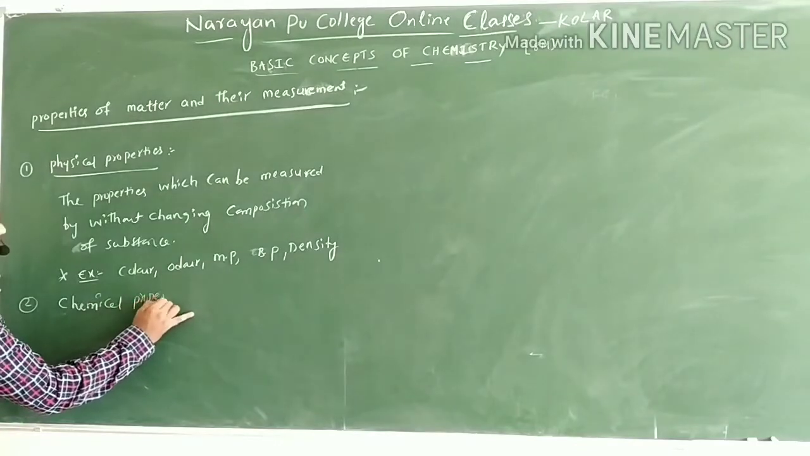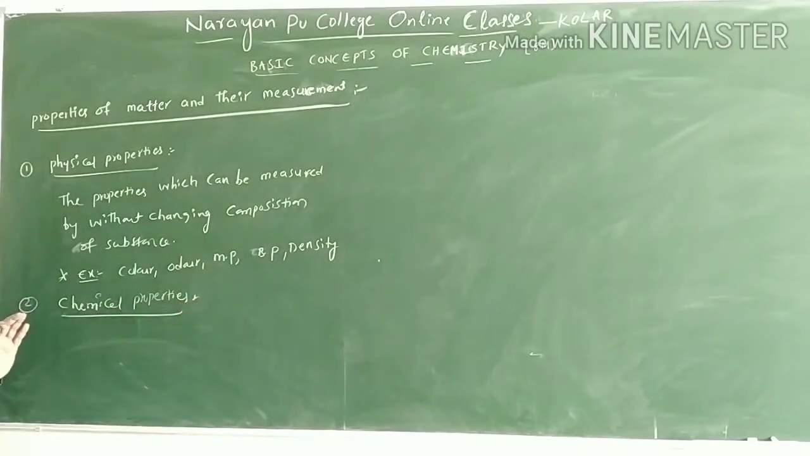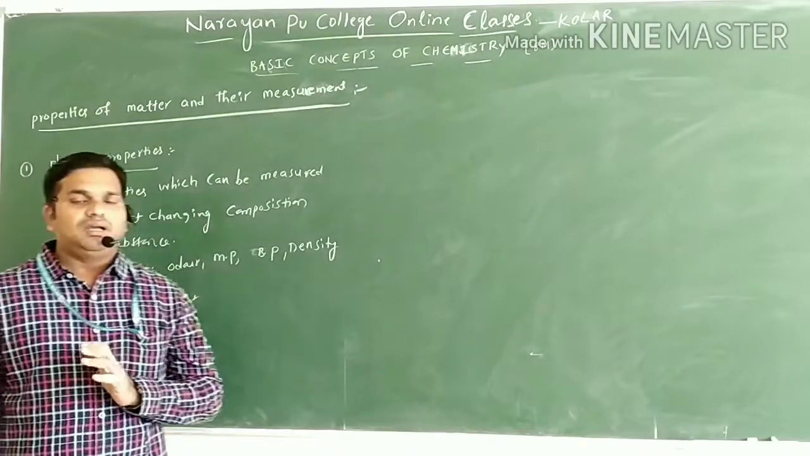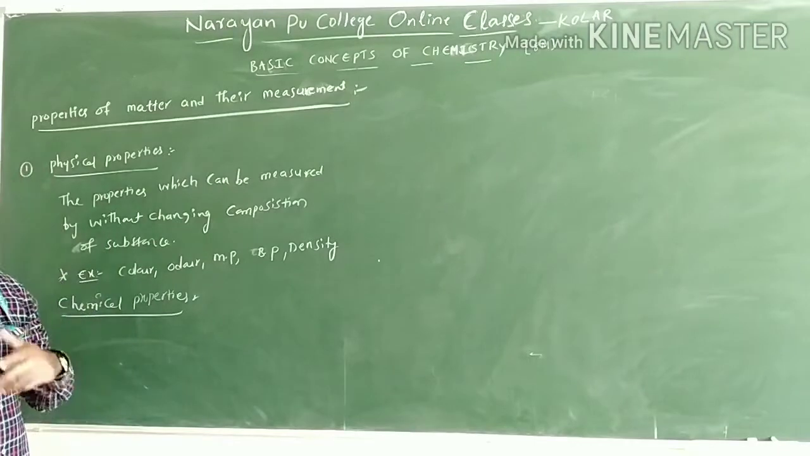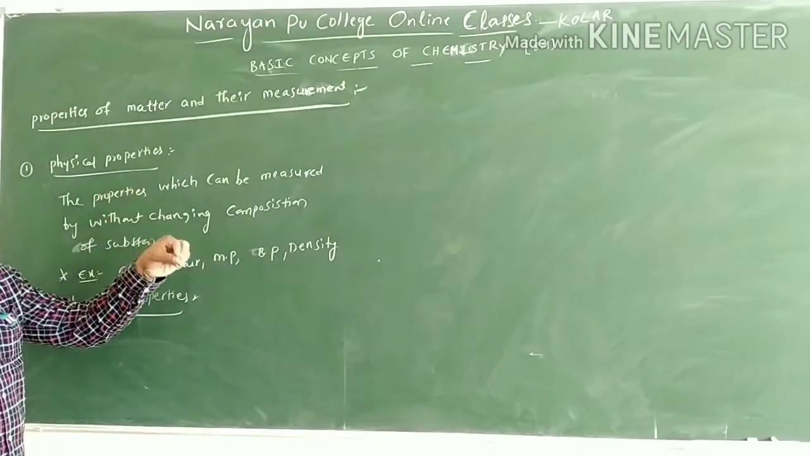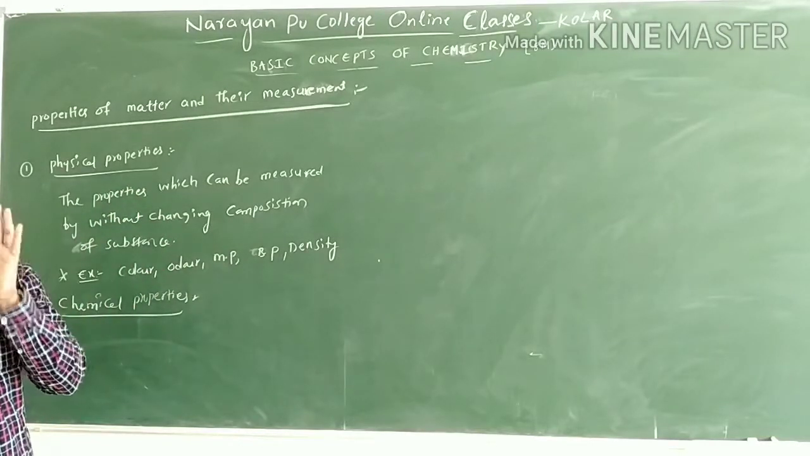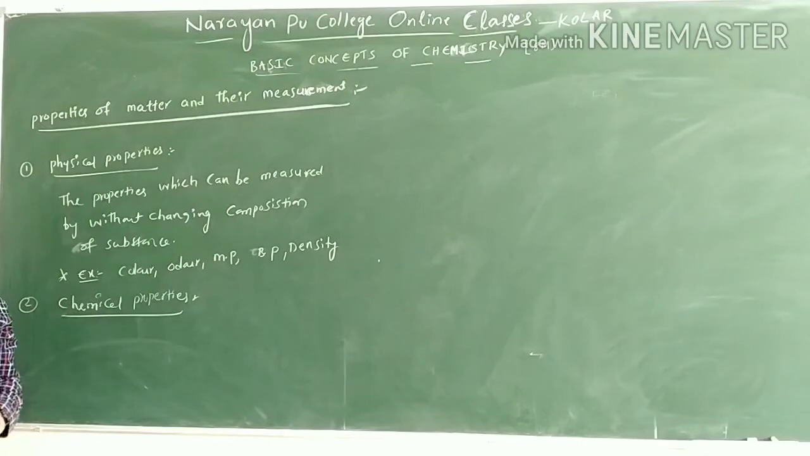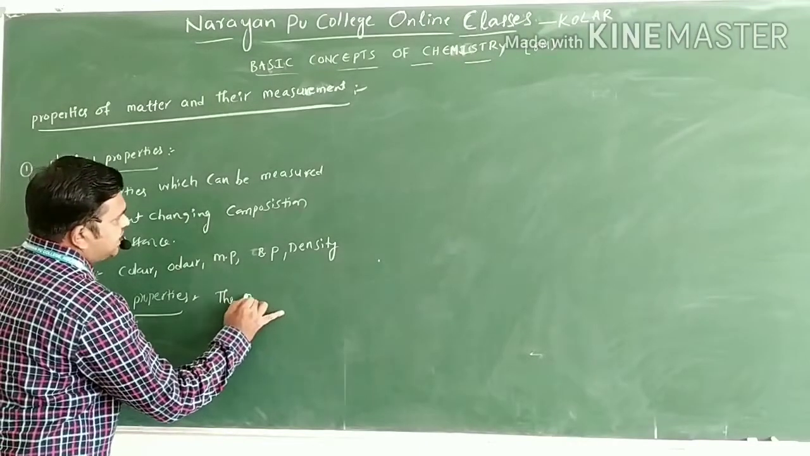Chemical properties. So what are the chemical properties? Means the properties which can be measured by chemical reaction, by observing the chemical reaction. The properties which can be measured by changing the composition. By changing the composition by what reaction? Chemical reaction is called as what properties? Chemical properties only. The properties can be measured.